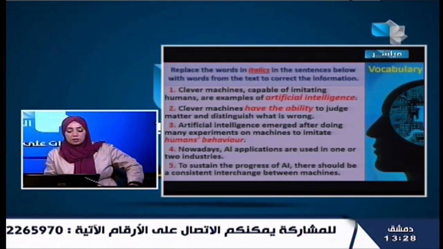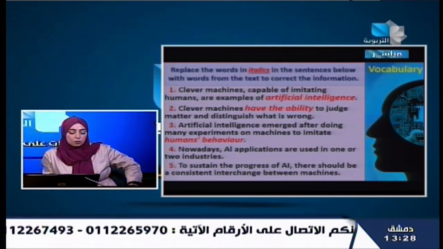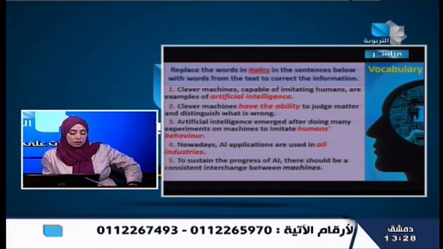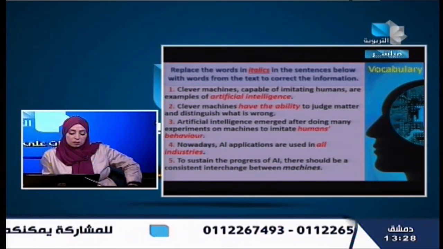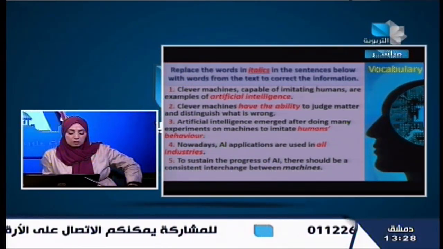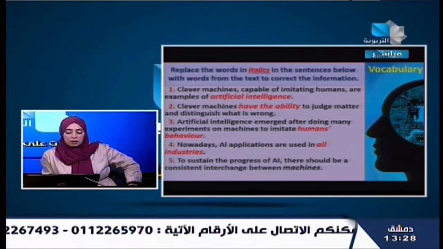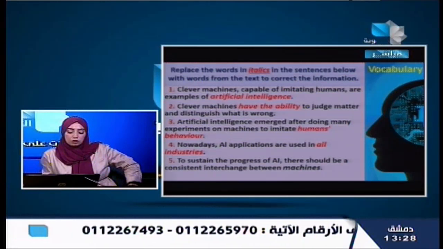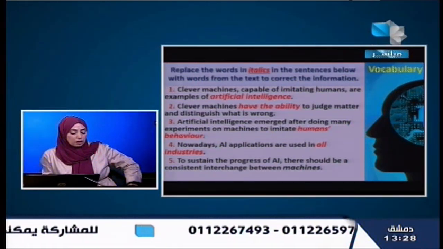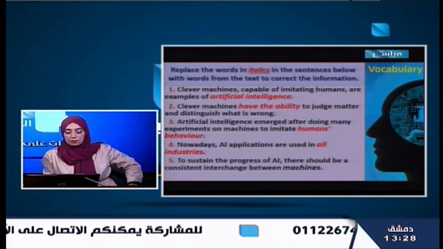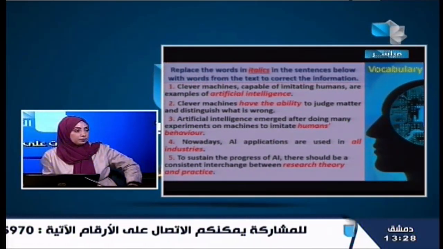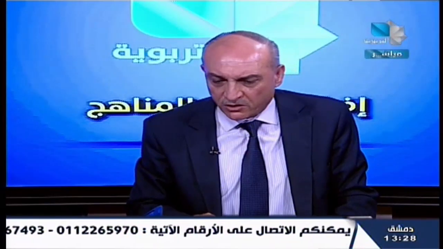To sustain the progress of AI, there should be a consistent interchange between machines. Machines, definitely not. To sustain the progress of AI, there should be a consistent interchange between research, theory and practice. Good, but let's go back to number 4. It would be better if we say are used in nearly all industries.